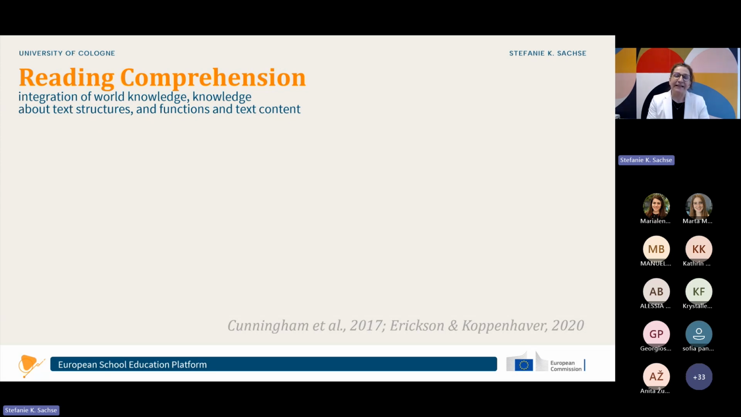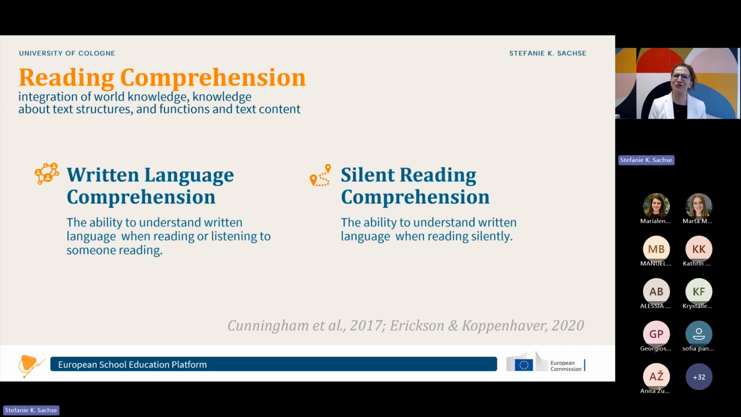Reading comprehension is, to me personally, a very important topic because I've met so many students who struggle with it. That's why I always think it's interesting to learn more about what it is we are talking about and how we can help students to comprehend better. So a couple of things before we dive into the question of how we can help.